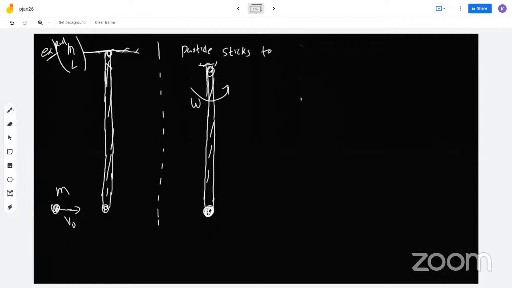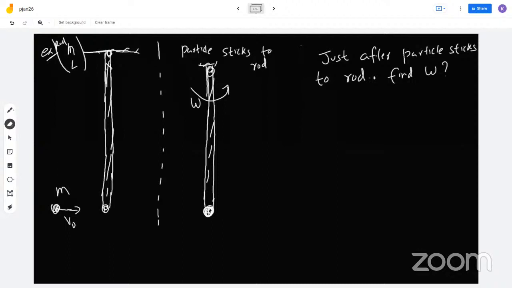So guys, how will you find after particle sticks to the rod the angular velocity omega? Just after collision, just after particle sticks to rod, find omega. So same method and E will be 0. Correct. Same method. E is equal to 0. So guys, यहाँ पे एक ही unknown है. So एक concept से काम हो जाएगा. Which concept?